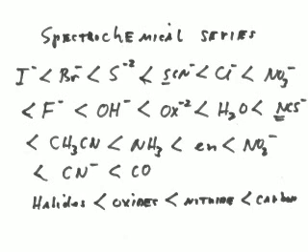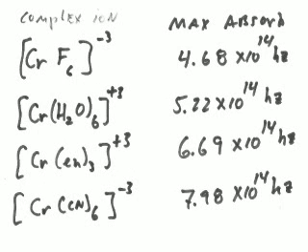The ones that do the weakest interaction are at the bottom of the list. The ones that produce the strongest interaction are at the top of the list. And so we can see a wide range. For example, we can look at 4 complexes of chromium plus 3 with fluoride ligands, water ligands, nitrogen ligands, and cyanide as the ligands. The fluorides, of course, are poor ligands, and so the energy gap in the chromium, which has 6 fluoride ligands, is 4.6 times 10 to the 14th hertz.